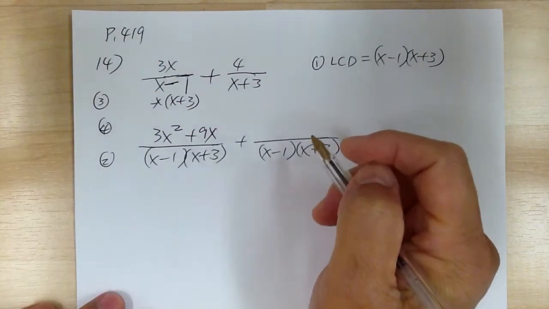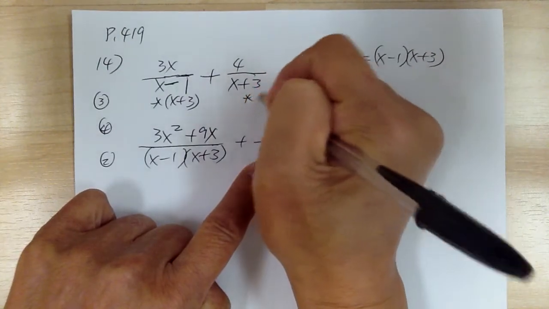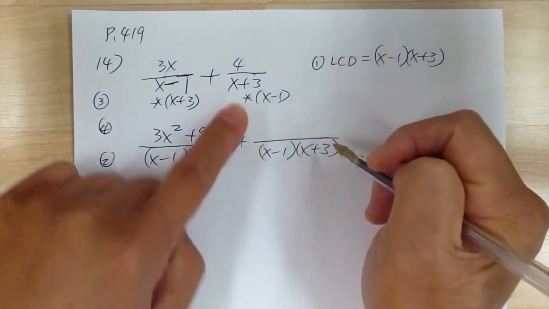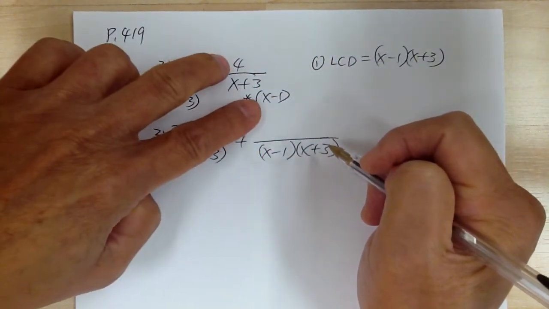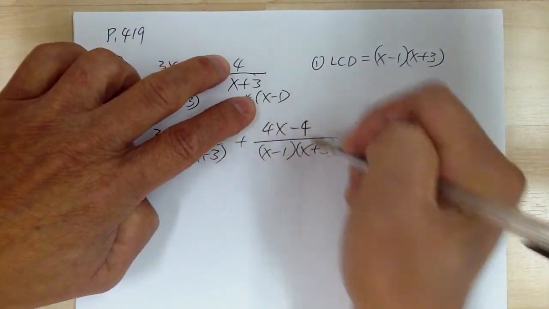Okay, then you go to the next one. You can do the step 3. From here to here, you're missing this one here. So you need to get that. So because you multiply by that, you have to multiply the numerator also. So you get 4x minus 4.